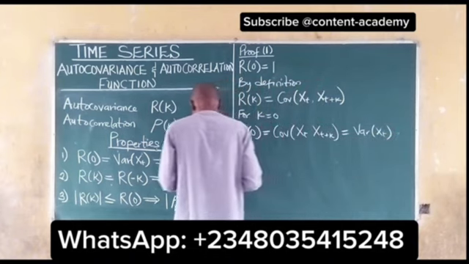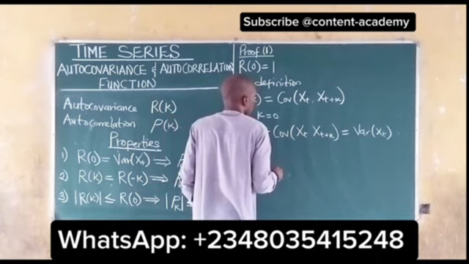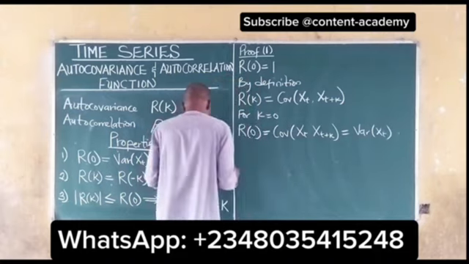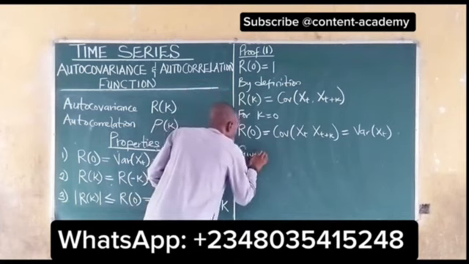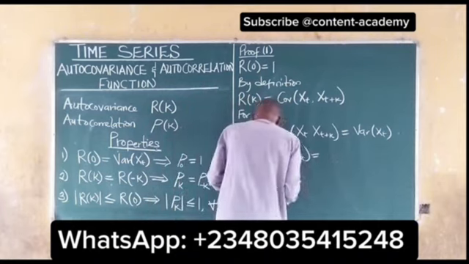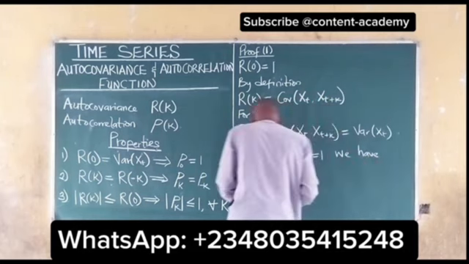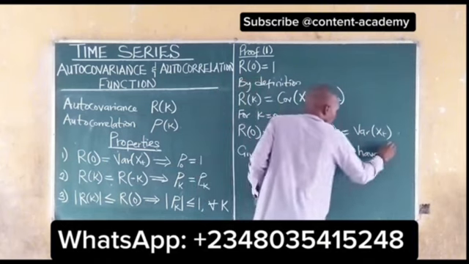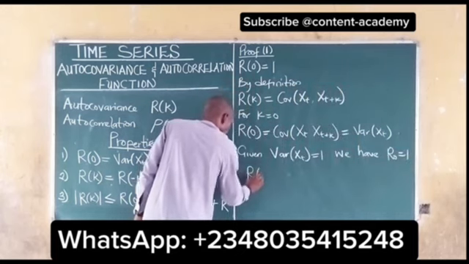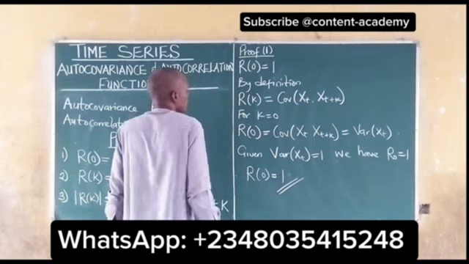Also, we can note that given the variance of x_t to be equal to 1, we have R_0 to be equal to 1. That is, R_0, which is our covariance, is equal to 1. So this is simple.